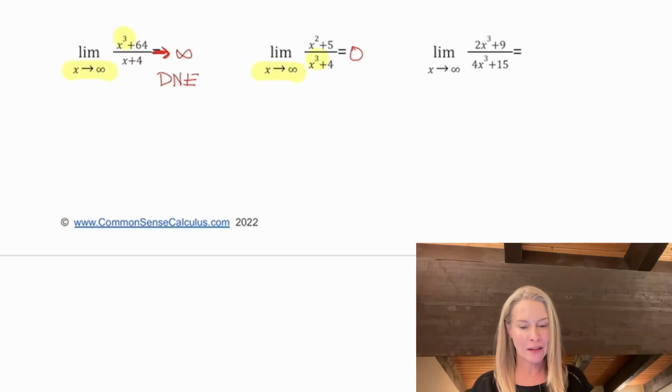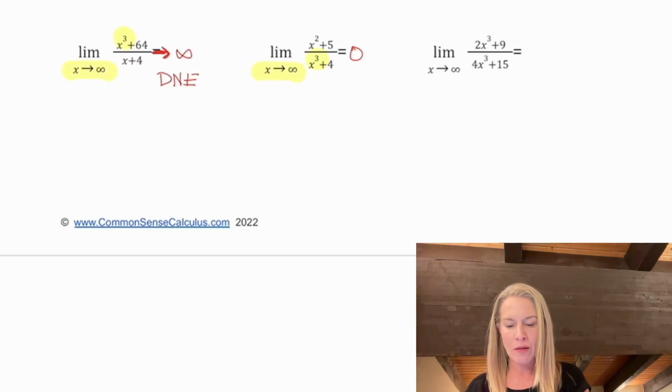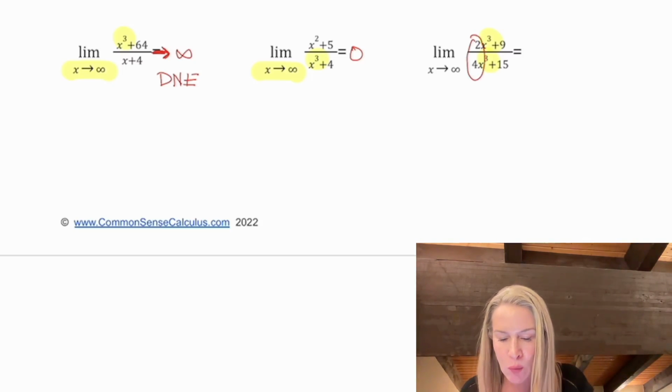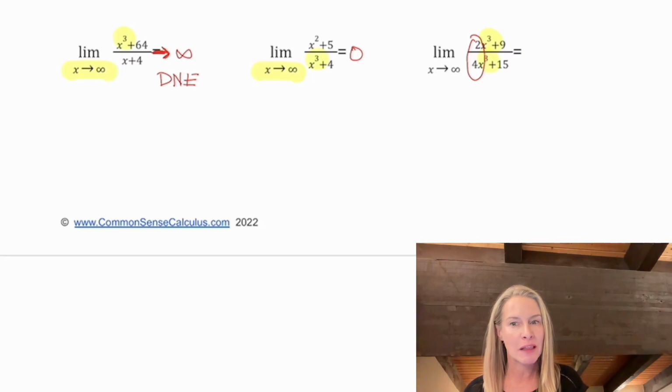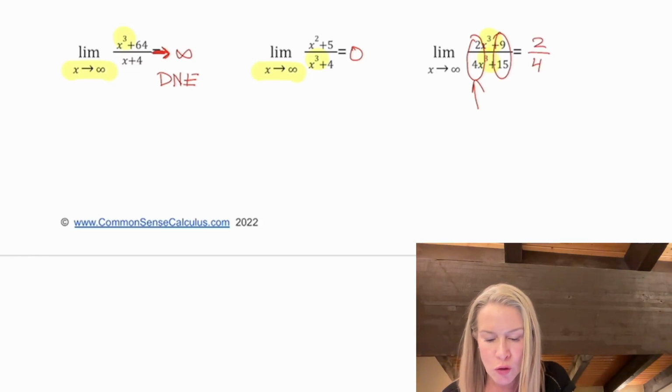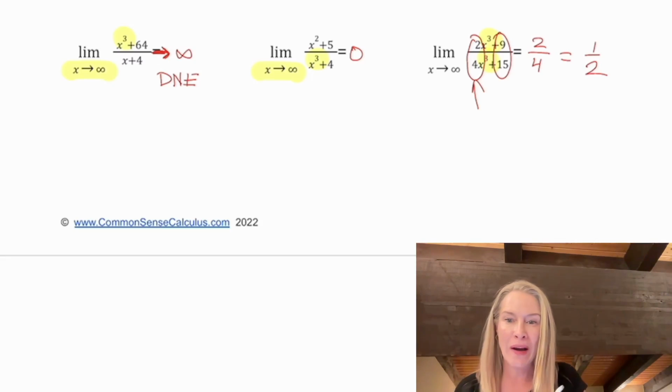And then finally, I have another example where the degree on the top and the degree on the bottom match. There's the same amount of infinity on the top and on the bottom. So this time we want to look at what are the coefficients. And here I have a 2 and a 4. If you think about the aftermath of the dividing technique, all that's going to be left, other than a bunch of little zeros, which would come from those guys, is a 2 and a 4. So our limit is equal to 2/4 or 1/2.